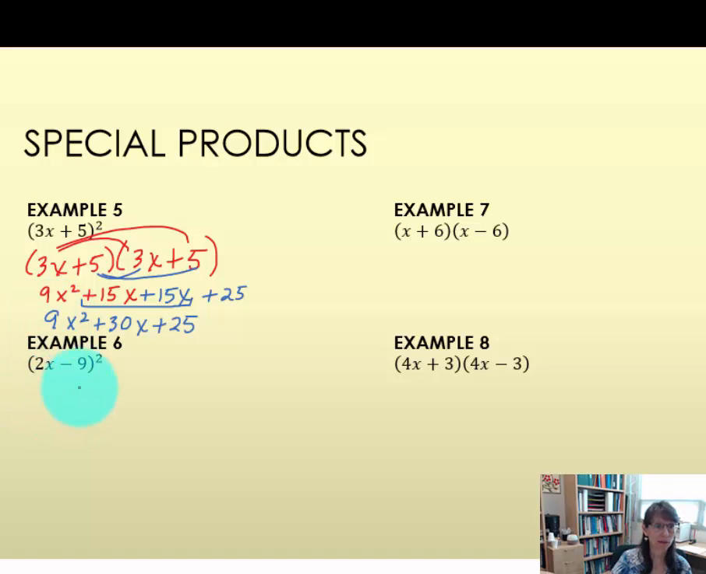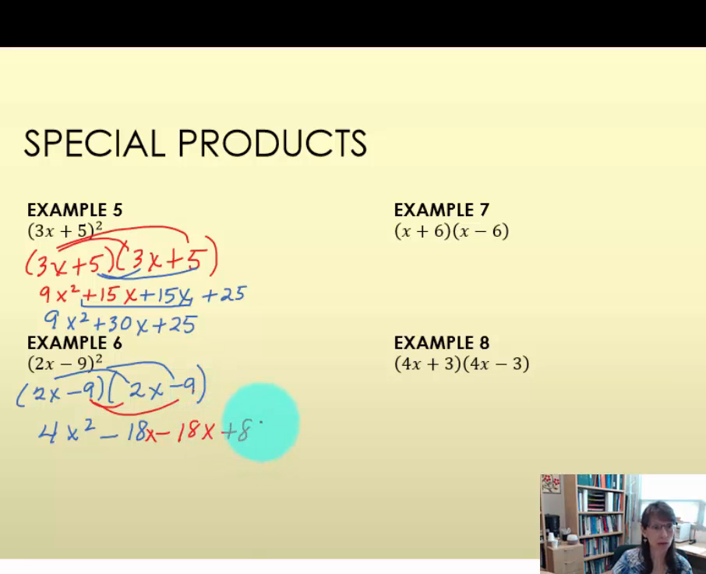Now sometimes you have subtraction. So that simply means you are expanding this binomial. You have two identical binomials and both of them have subtraction. So when I distribute 2x to each term, I end up with 4x squared minus 18. And then I'll distribute the negative 9. So negative 9 times 2x would be minus 18x. And negative 9 times negative 9 would be plus 81.